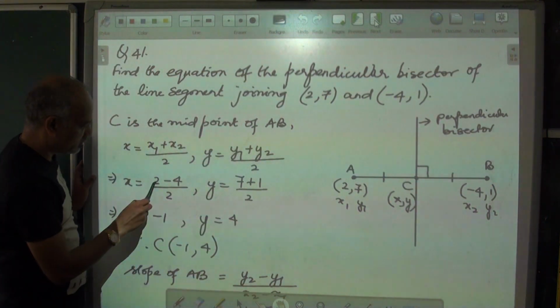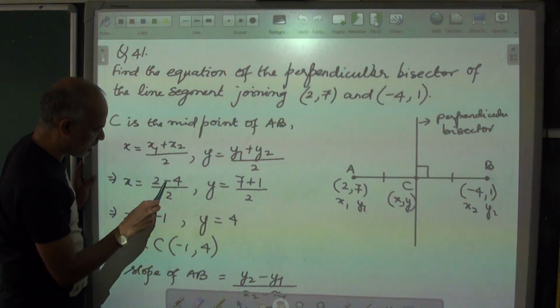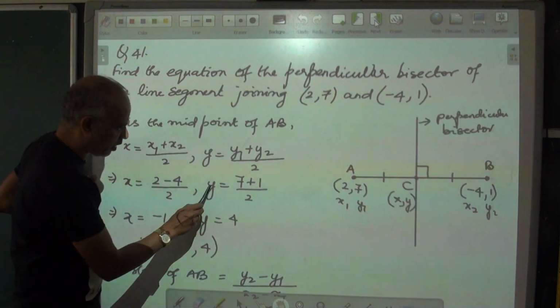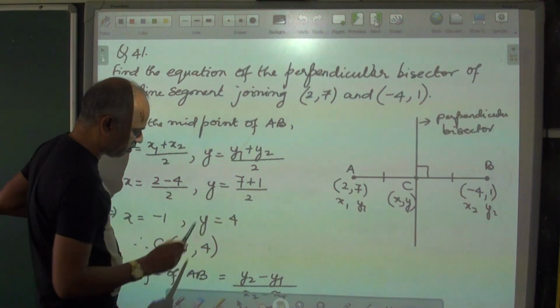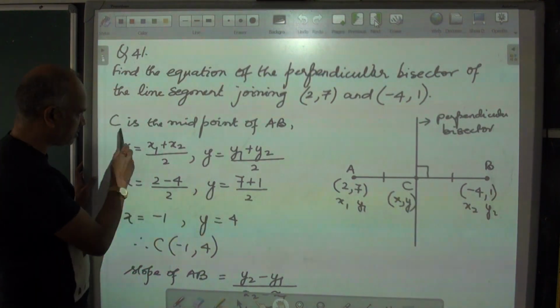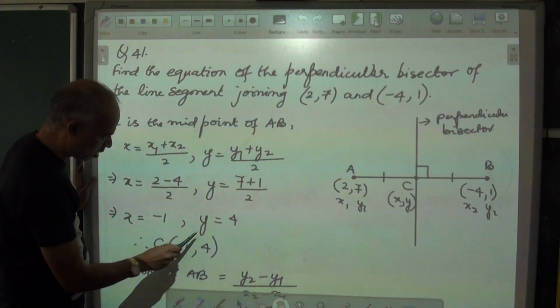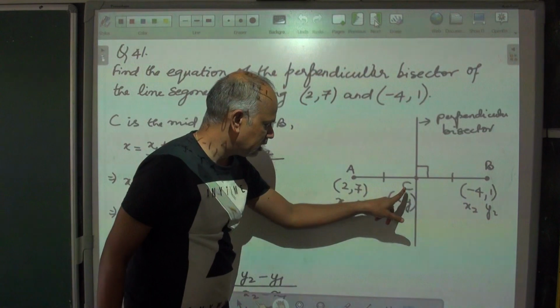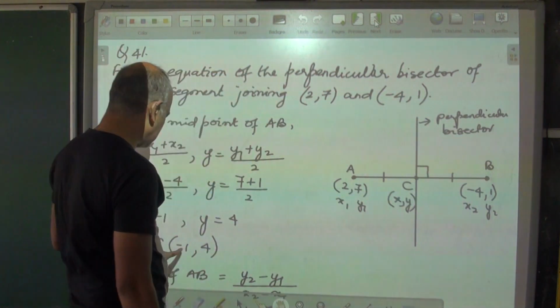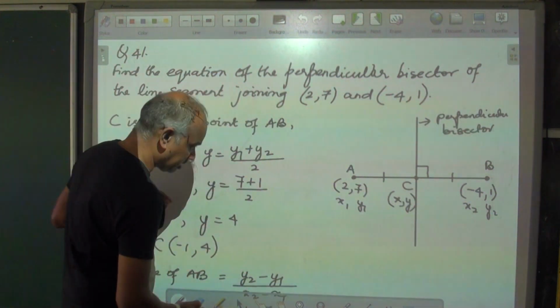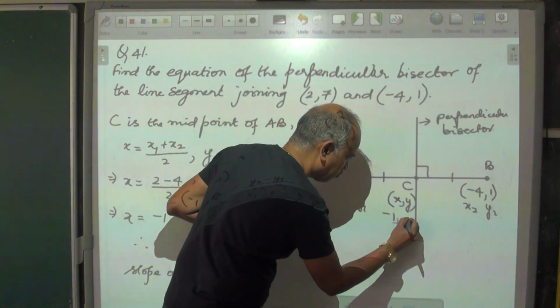So x is equal to, if you simplify this, minus 4 plus 2 is minus 2 by 2, which is minus 1. Y is equal to, this is 8 by 2, which is 4. Which means the coordinates of C, the midpoint, is minus 1 and 4. So you know the coordinates of C is minus 1, 4. I'll just write it here. This is minus 1, 4.